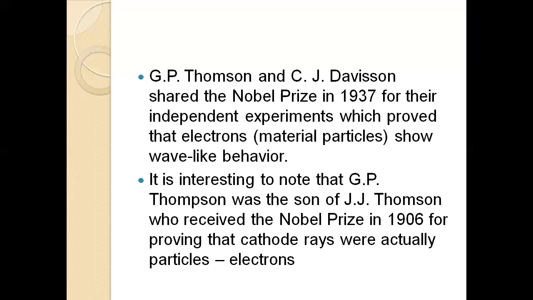And it is interesting that G.P. Thomson was the son of J.J. Thomson, who received the Nobel Prize in 1906 for proving that cathode rays were actually particles called electrons.